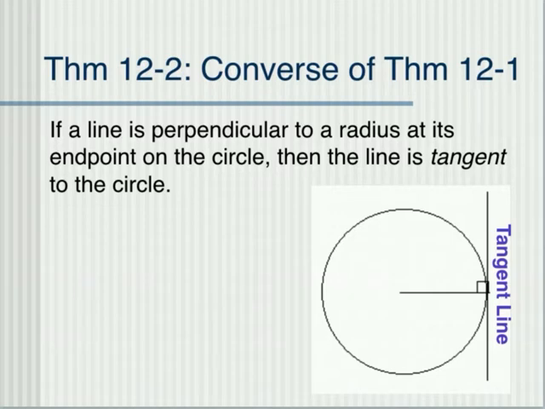Theorem 12.2 says that if a line is perpendicular to a radius at its endpoint on the circle, so you already know that these are perpendicular, you already know the right angle bit, then that tells you that the line must have been a tangent line. So in a different color, label this line a tangent line.